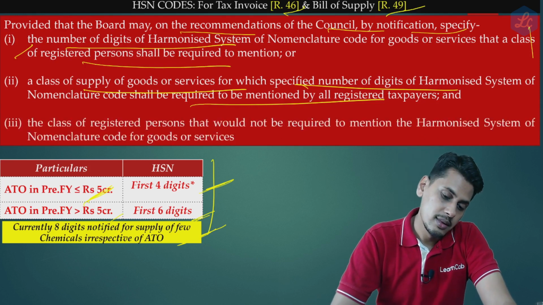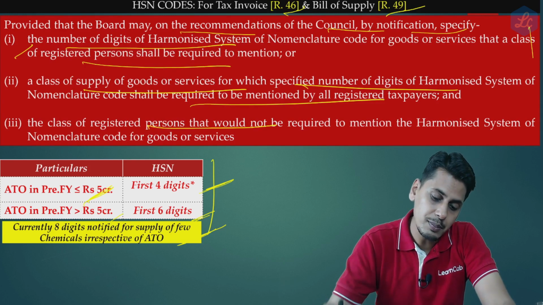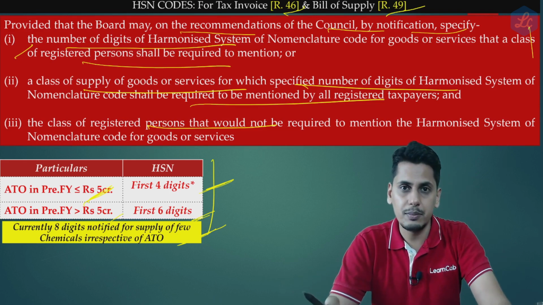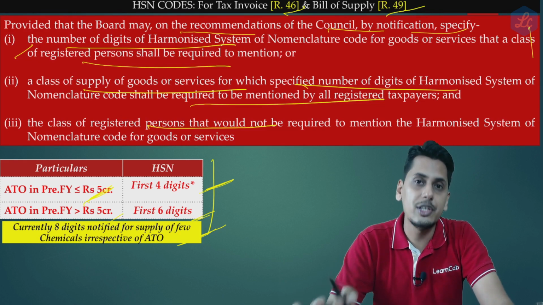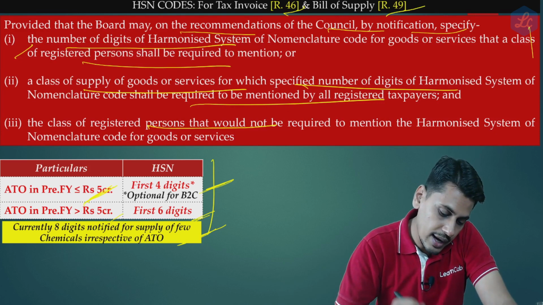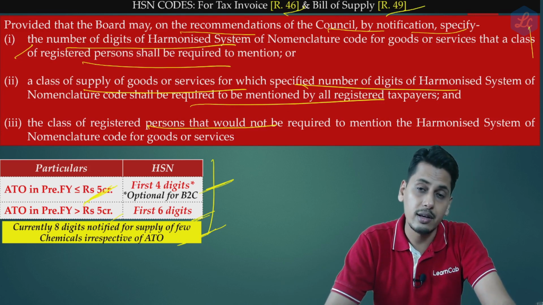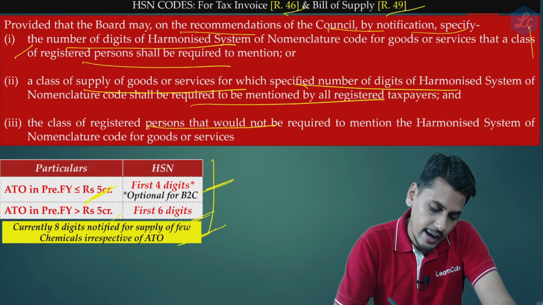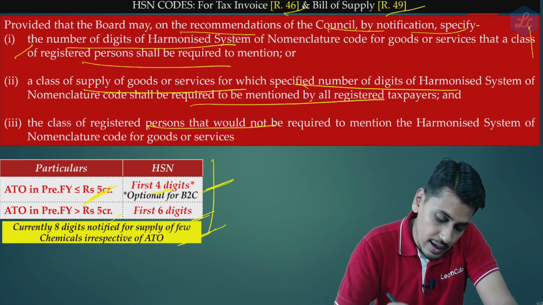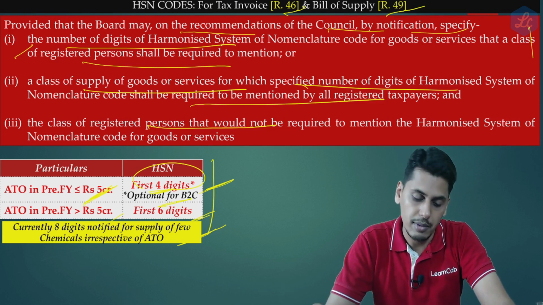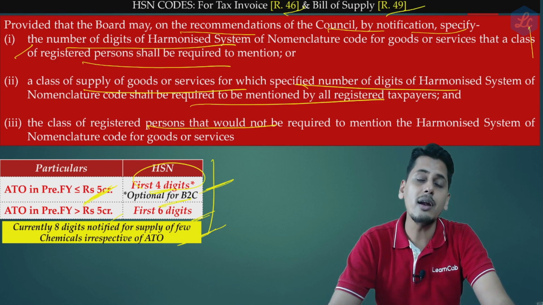The next one, the board is empowered to notify the class of registered person that would not be required to mention HSN codes for goods and services. So friends, the board is also empowered to state that these categories of registered persons need not mention any HSN codes on their documents. Here the board has said that if the ATO in the preceding financial year is up to 5 crore rupees, then I need to mention the first 4 digits, yes. However, mentioning these first 4 digits is going to be optional for B2C supplies.